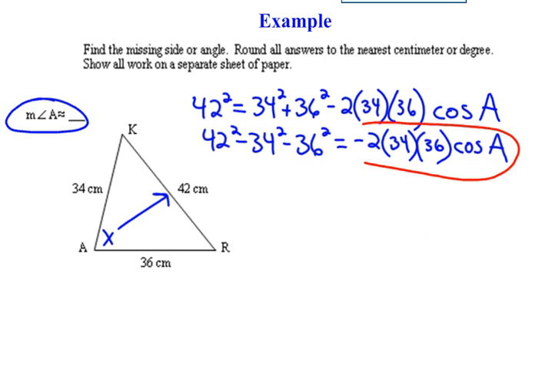Everything right here is being multiplied together, so that's one term. Now I want to get the cosine of A by itself, so I have to undo the multiplication between the cosine of A and negative 2, 34, and 36. So I'm going to divide both sides by negative 2 times 34 times 36.